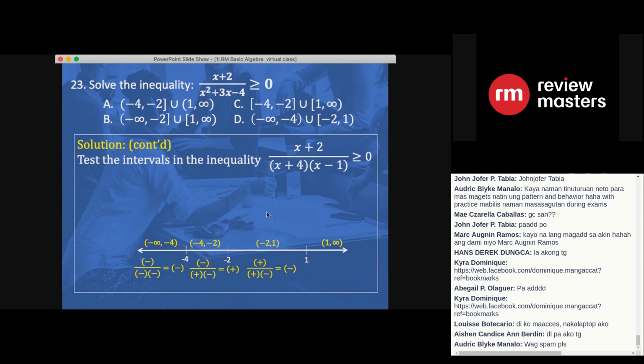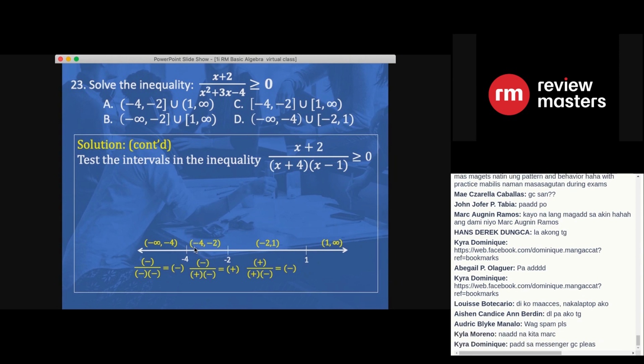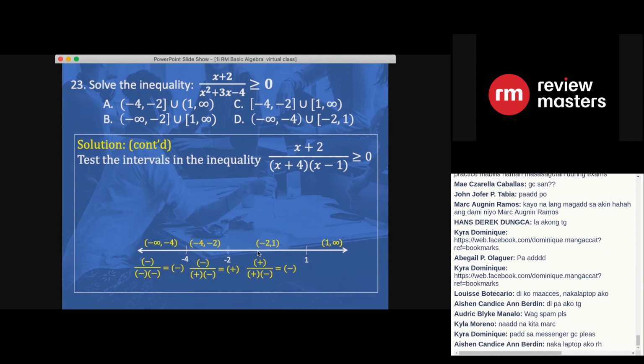Okay? So hinahanap natin ito. So since this is not a solution, actually alam mo na agad, ang choice mo na lang is letter A. Okay? But just the same, let us complete the solution.